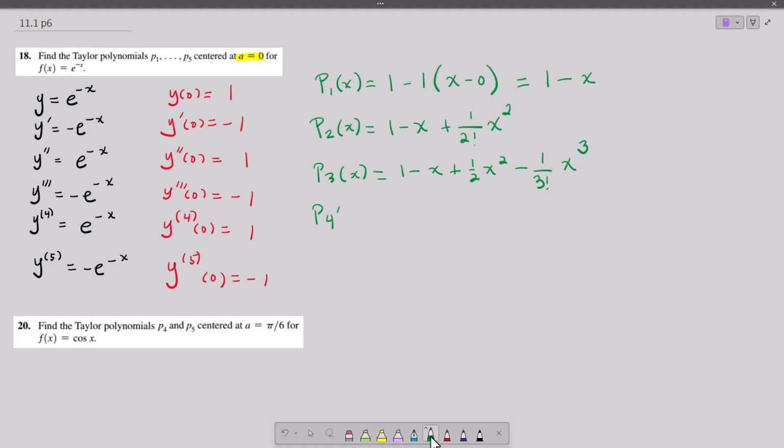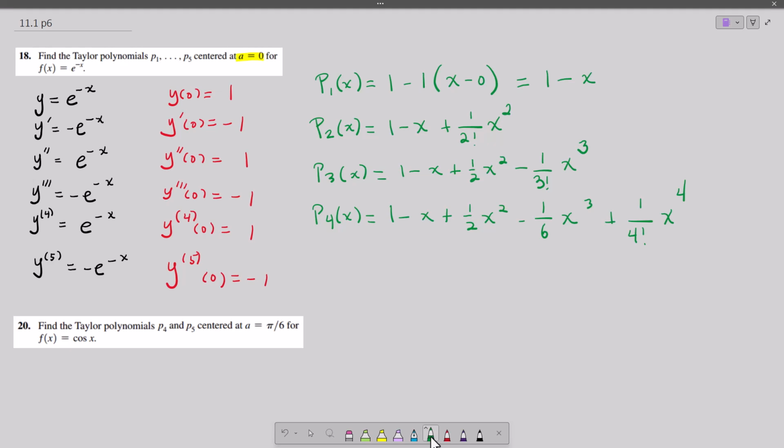p sub 4 will be p sub 3. So we just kind of come down here. You don't have to simplify this. This is easy enough that we can. Now we go to the fourth derivative. So p sub 4 will stop at the fourth derivative. We get plus 1 divided by 4 factorial is our pattern. And then x minus 0 to the fourth. So there's the best quartic approximation to e to the negative x at the origin.